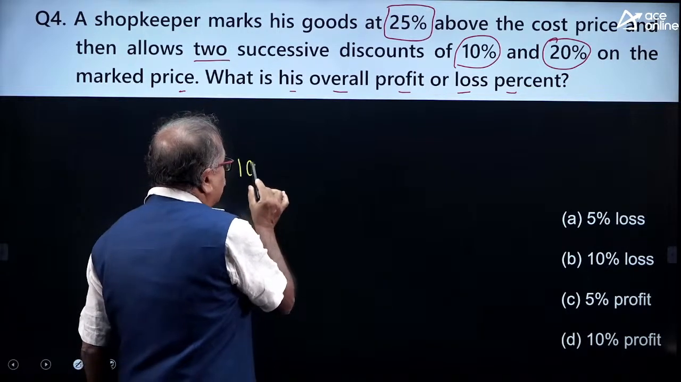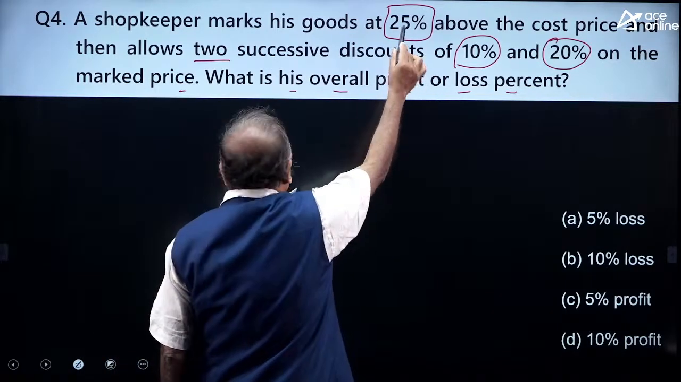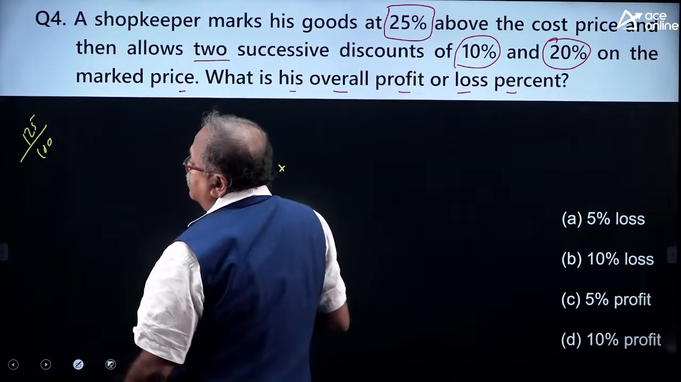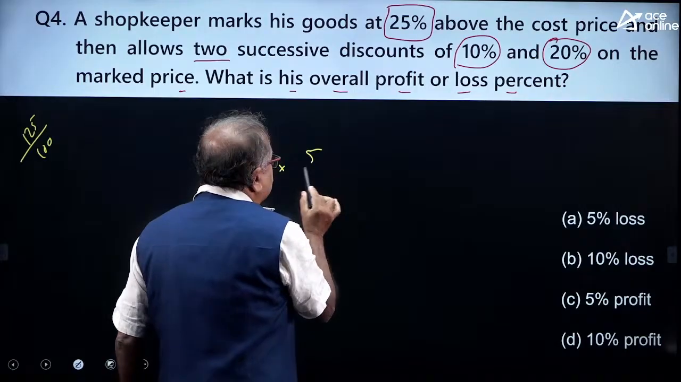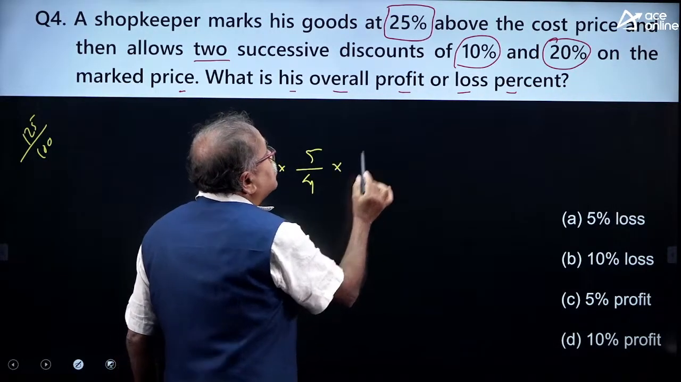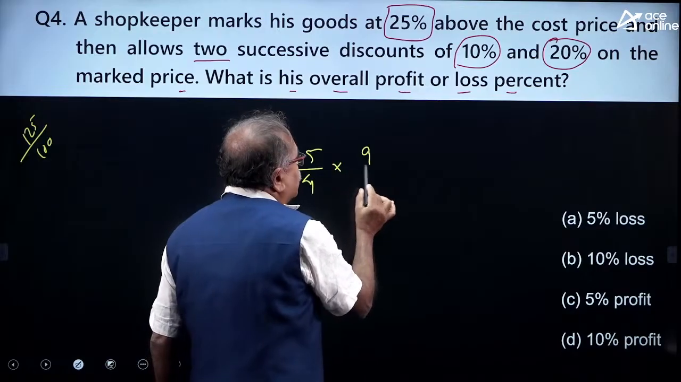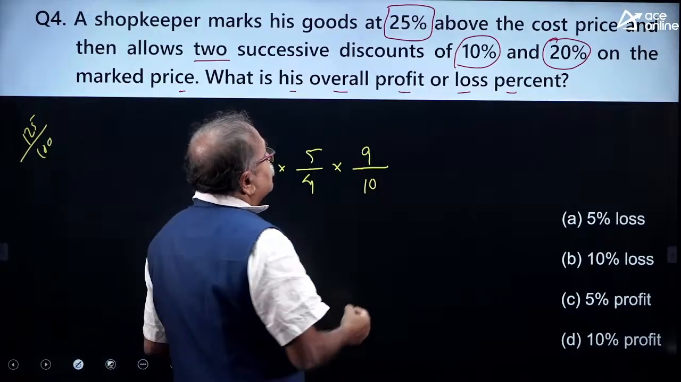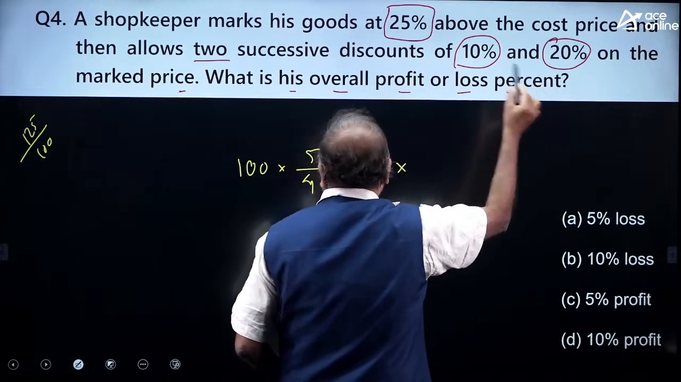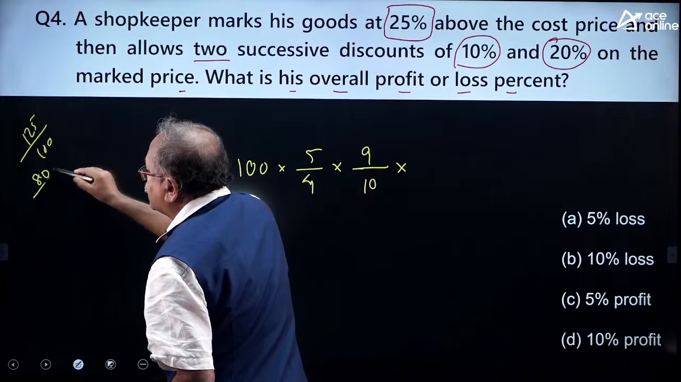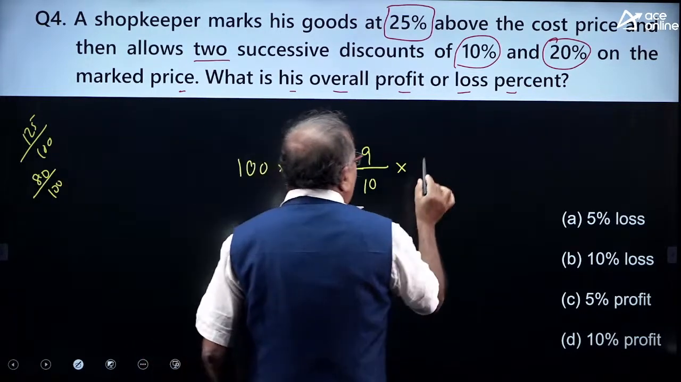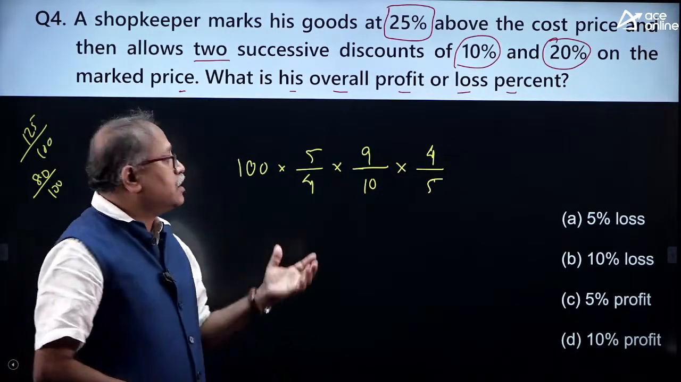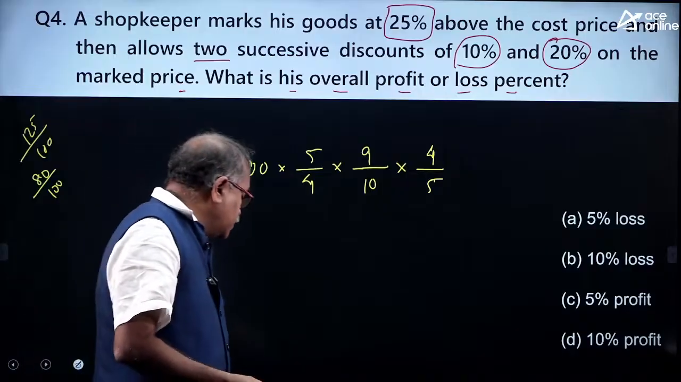Let's assume that the initial value is 100. It is increased by 25%. That means 125 by 100, which is 5 by 4. So write this down as 5 by 4. Then it is decreased by 10%. That means 90 by 100, which is nothing but 9 by 10. And then it again decreases by 20%, so 80% is left. That is 80 by 100, which is 4 by 5. So let's see what 100 becomes. Directly we will get the percentage.